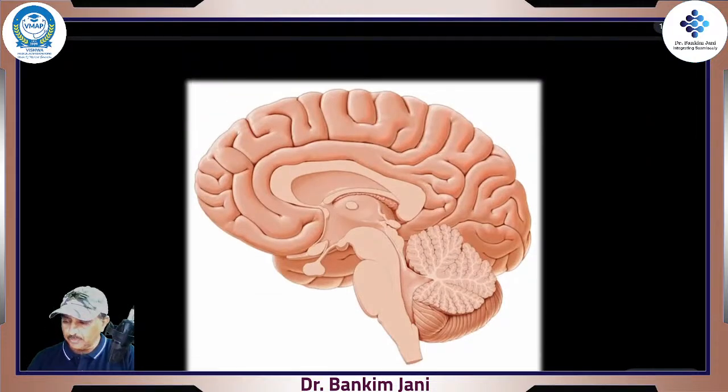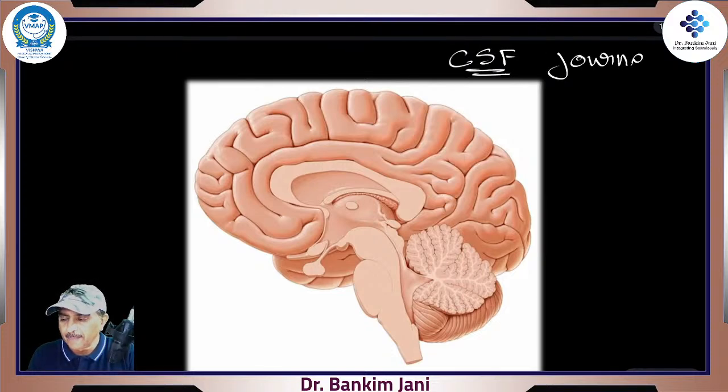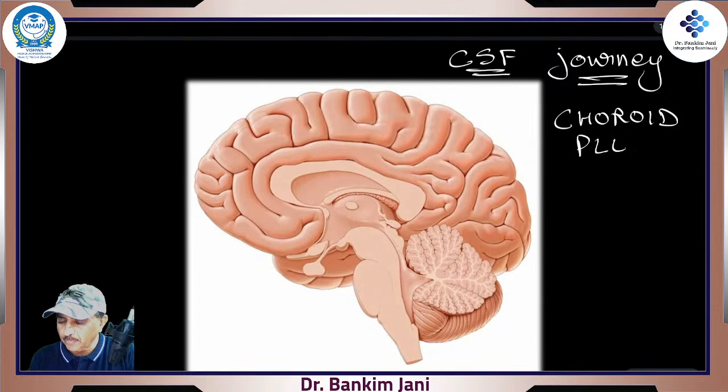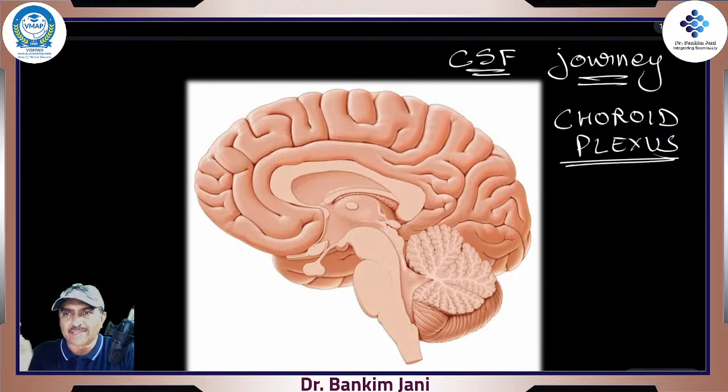Now we move on to the final part, the choroid plexus and the cerebrospinal fluid, its journey, where everything would be picked up, starting from the choroid plexus. So what exactly is the choroid plexus? The choroid plexus is nothing but the pia mater. It is the invagination of pia mater into the ventricles.